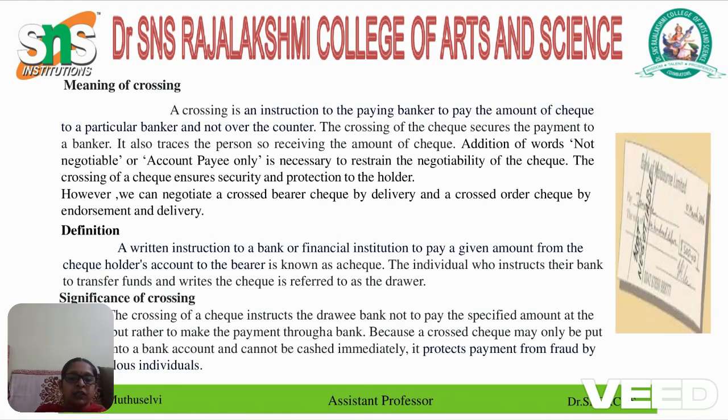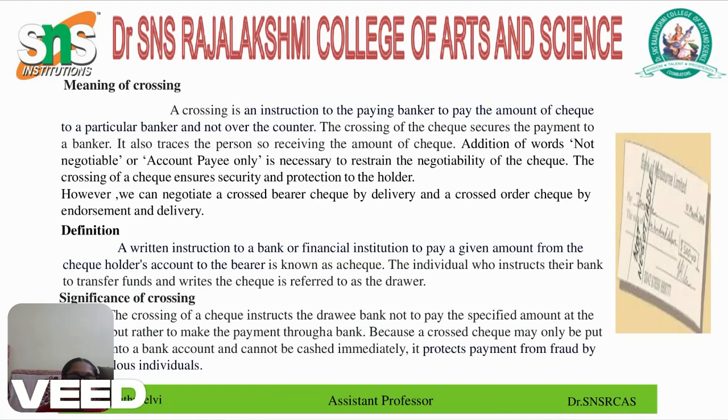Definition of the crossing of a check: the written instructions to the bank or the financial institution to pay a given amount from the check holder to the bearer is known as the check. The individual who instructs their bank to transfer funds and writes the check is referred to as the drawer.